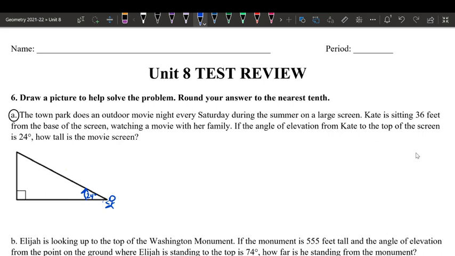Let's read through this again. Town Park does an outdoor movie night every Saturday during the summer on our screen. Kate is sitting 36 feet from the base of the screen. So it looks like this is going to be the screen, and she is 36 feet away from the base of the screen. So this is the bottom of the screen. If we know the angle is 24 degrees, how tall is the movie screen? So we want to know x on that side. How tall is the screen?